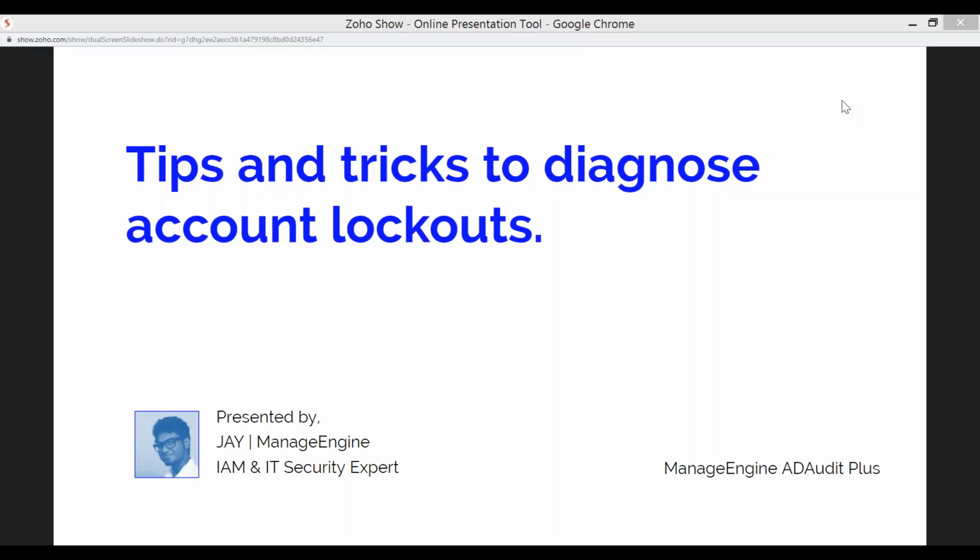So today's session is going to be for Active Directory auditing, and we'll be talking about one crucial topic. I'm planning to keep the webinar action oriented. We will be doing at best 40 minutes of a session. We'll go forward, understand tips and tricks to diagnose account lockouts.